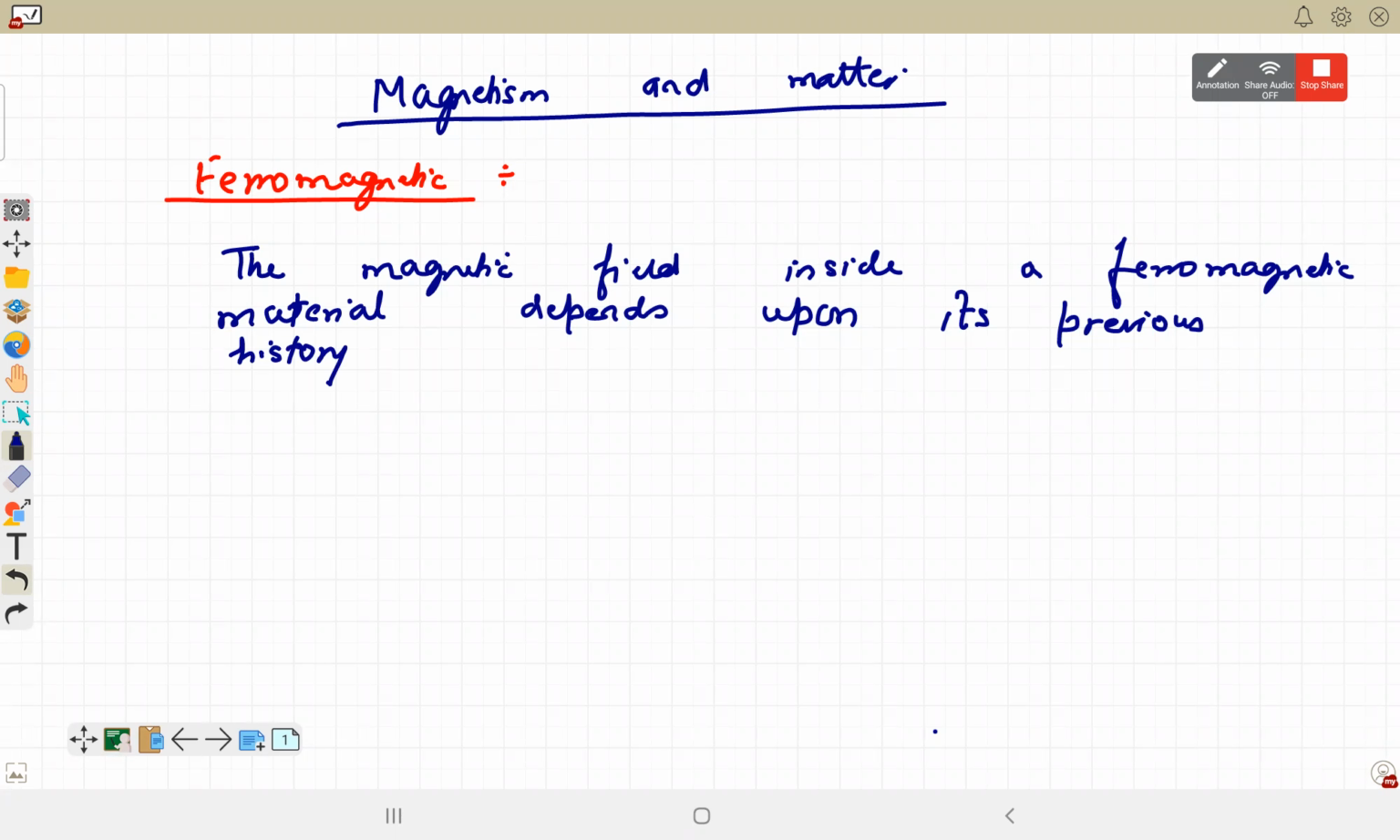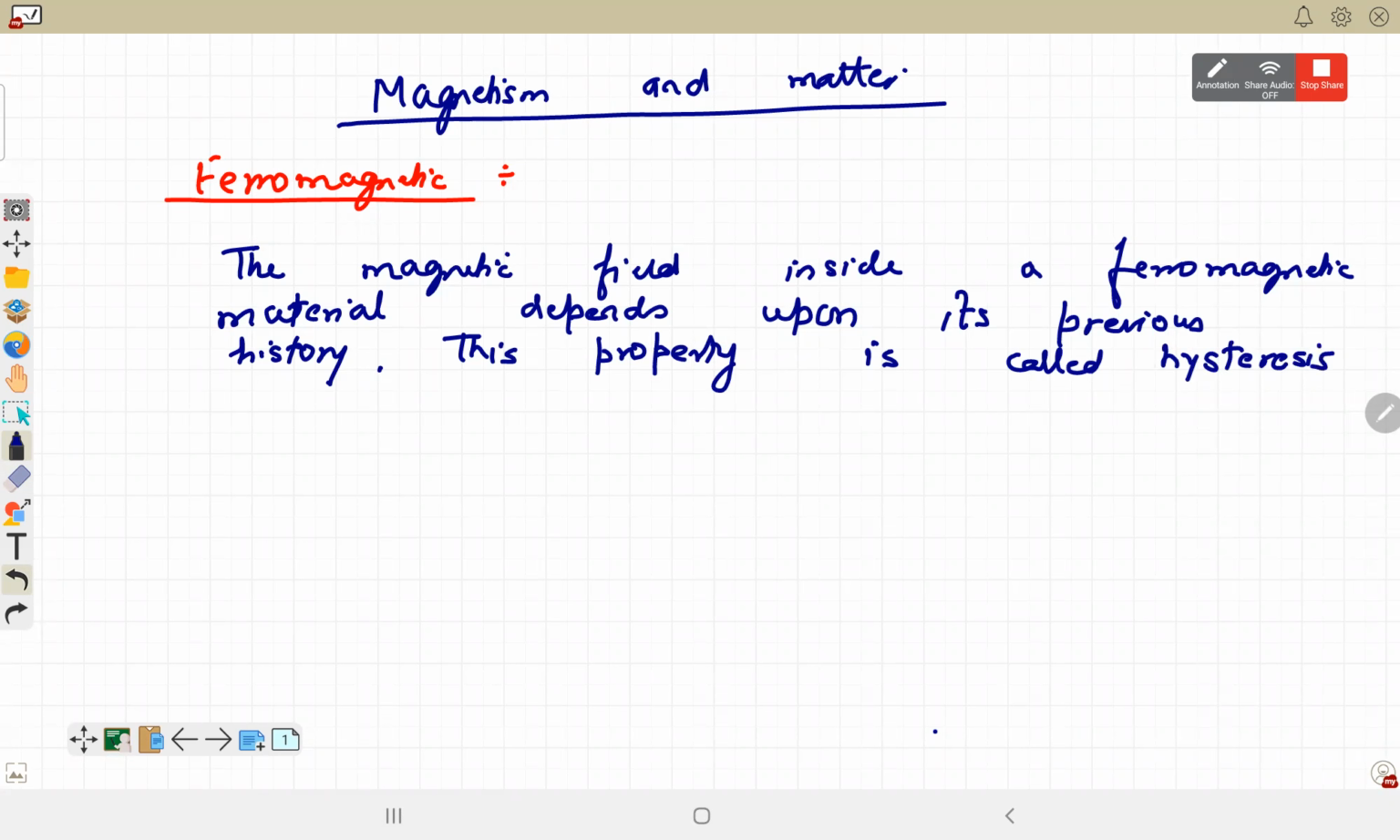Magnetic field inside a ferromagnetic material depends upon its previous history of magnetization. If it is already demagnetized, then there will be a different magnetic field. And if some magnetic field is already there, then it will have a different magnetic field. This property is called hysteresis. It's not a phenomenon. Hysteresis का मतलब related to the history.